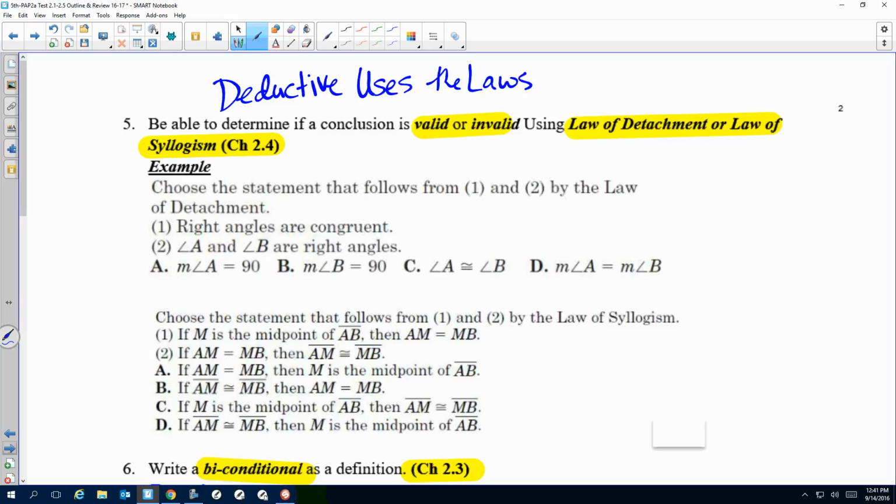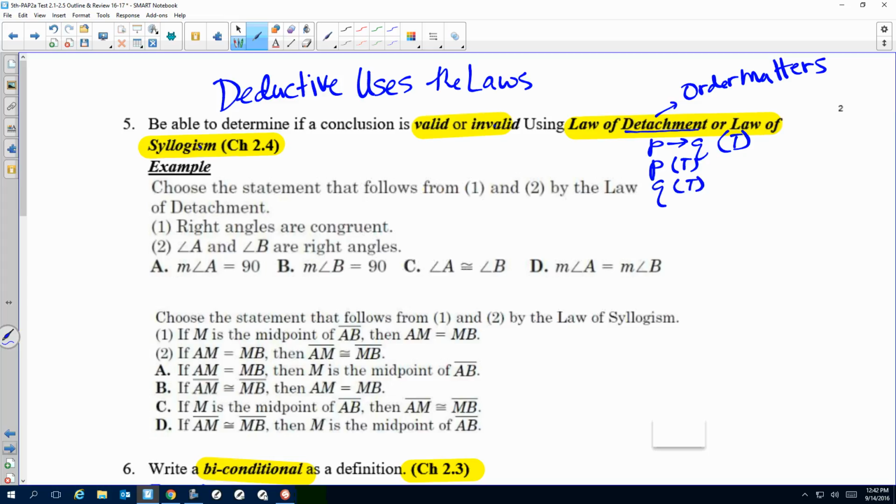Okay, deductive uses the laws, either detachment or syllogism. Valid means that you can make a conclusion. Invalid means there is no conclusion. Okay, detachment. Let's just recap. If it's detachment, then we have to have P then Q to be true. Then we detach the parts, but keep the order. P is true, Q is true. Detachment, order matters. Order is important. Order matters for detachment.